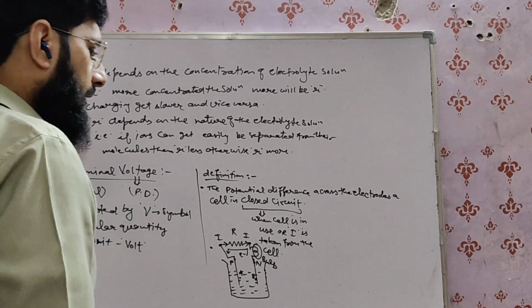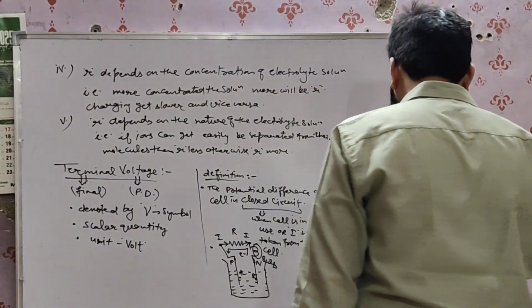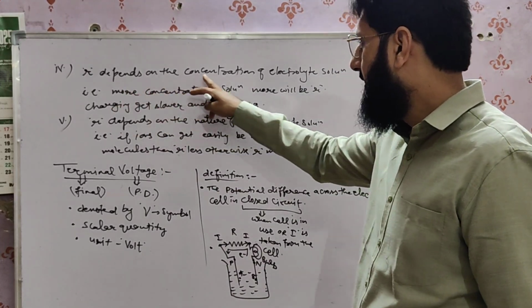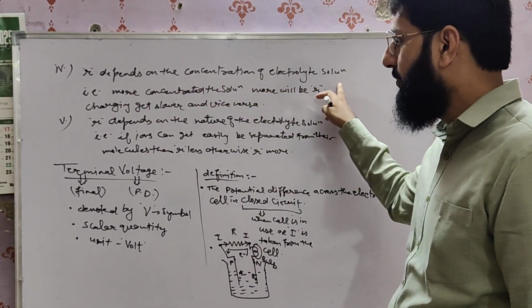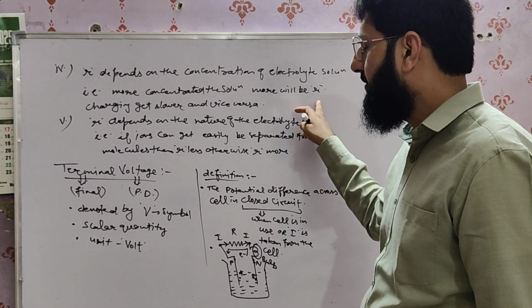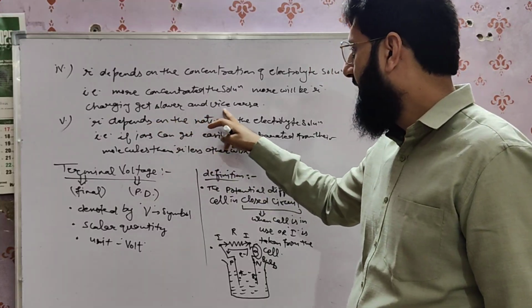Now let's talk about the rest of the causes on which internal resistance depends. So internal resistance depends on the concentration of the electrolyte solution. The more concentrated the solution, the more will be the internal resistance. Charging gets slower, and vice versa.